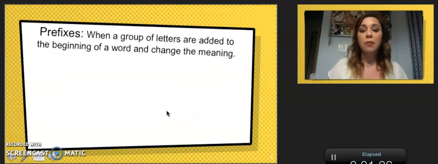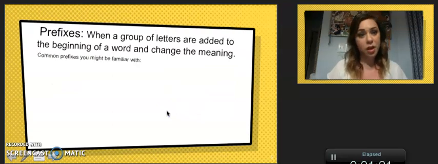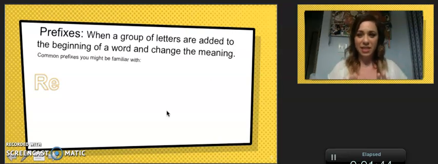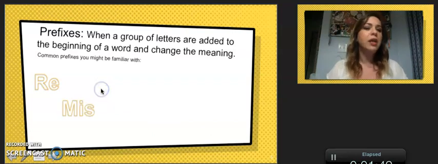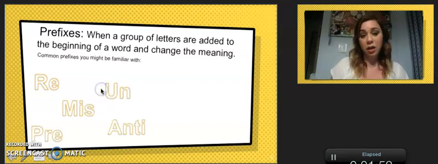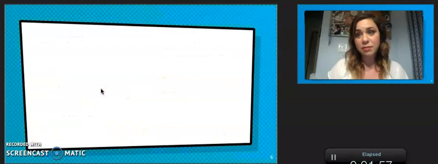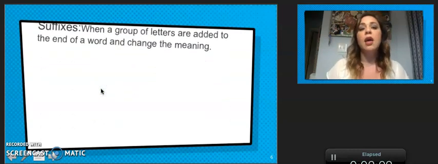So we'll go over again. A prefix is a group of letters added to the beginning of a word that change the meaning. And there are a lot of common ones. We talked about a few of these, but there are a few more, and I actually have a worksheet to give you that has lots of these and their definitions and some examples, so you can see how they're used and words that you've seen them used in. So we have re, mis, pre, un, anti, non, inter, ex, and dis. Those are pretty familiar. If you haven't seen any of them, you'll see them on your worksheet.